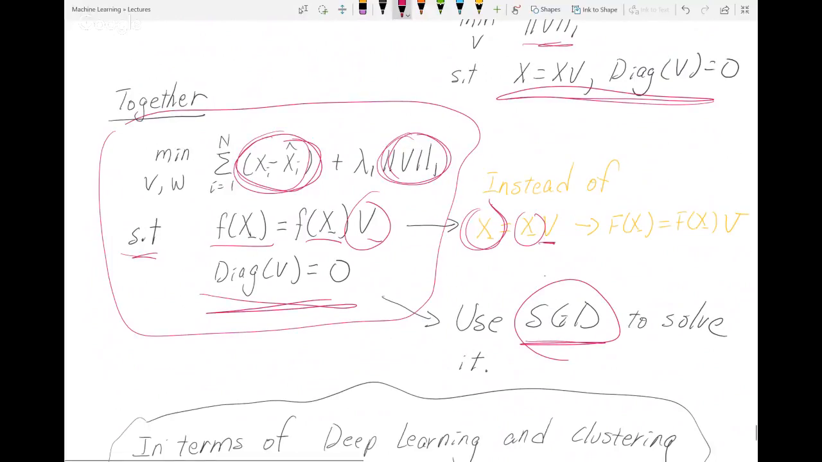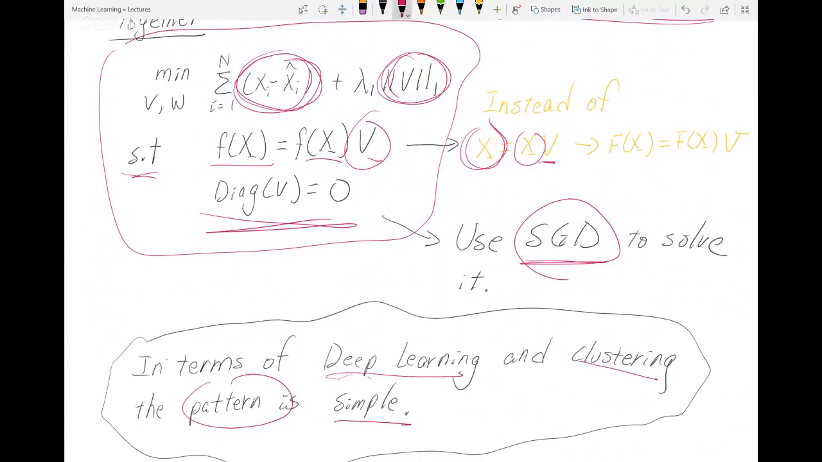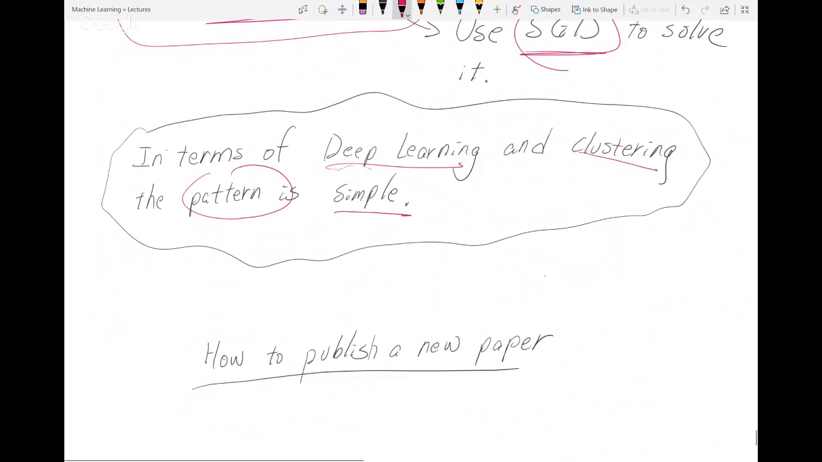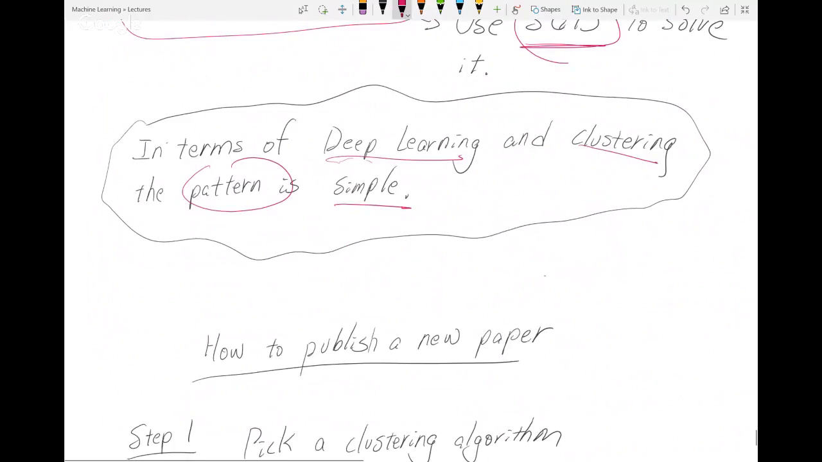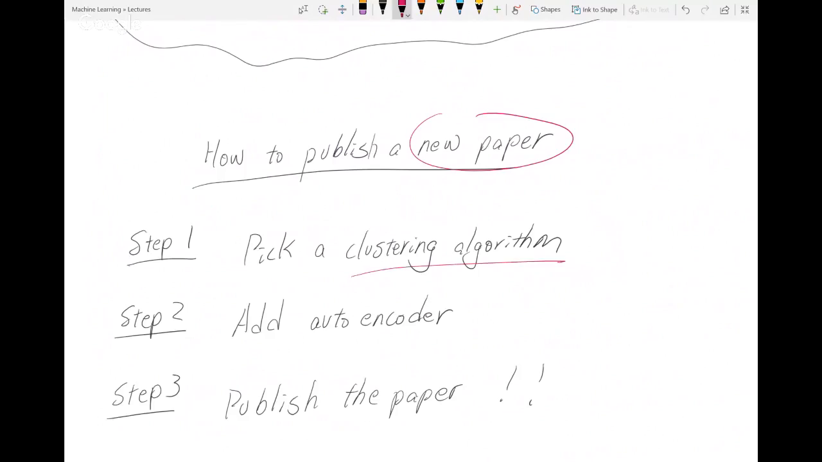So in terms of deep learning and clustering, the pattern is pretty simple and obvious. I mean, we've gone through 3 so far, and those are the 3 that have been published recently. And this kind of gives us an idea how to publish a new paper, right? We just pick a clustering algorithm, add autoencoders, and then publish the paper. That seems to be the pattern.